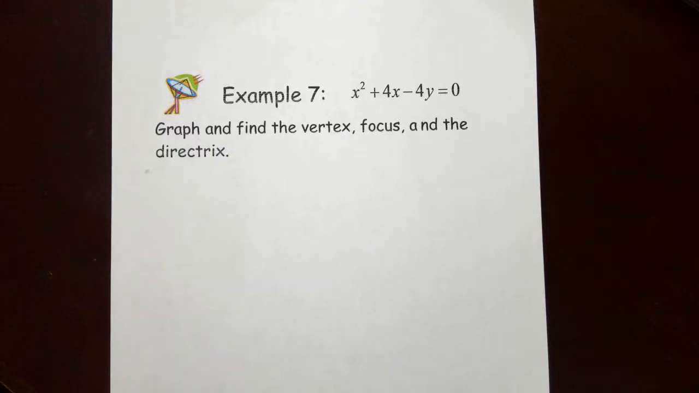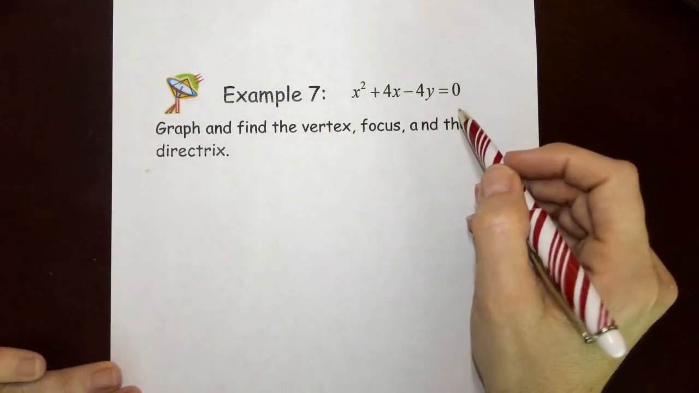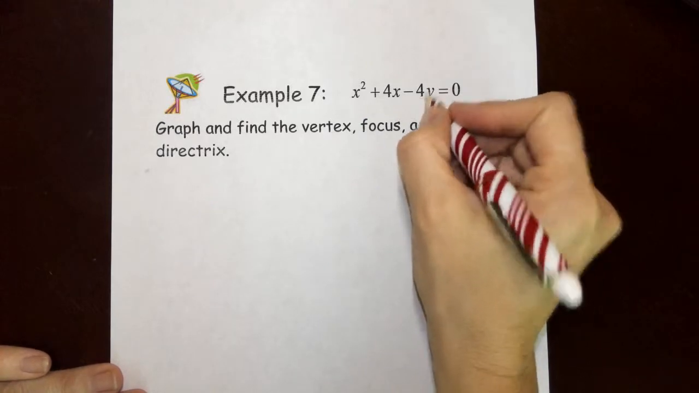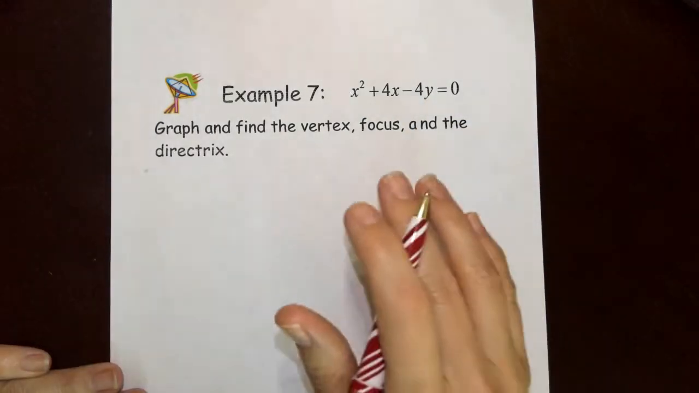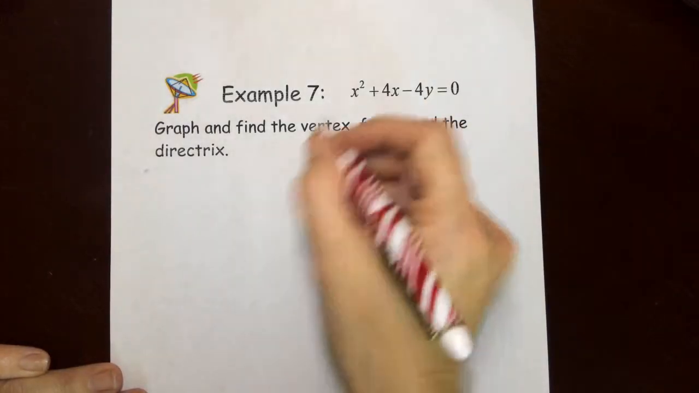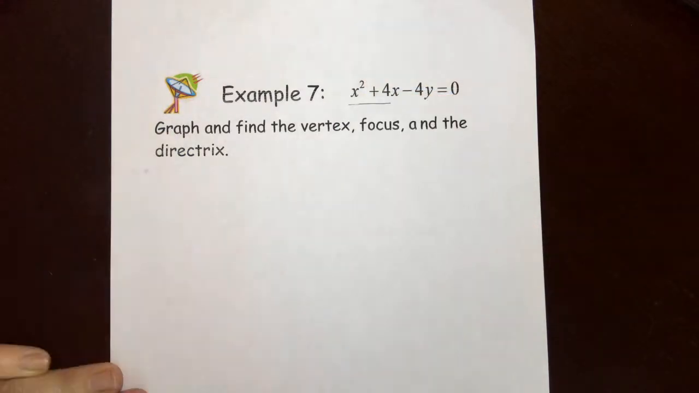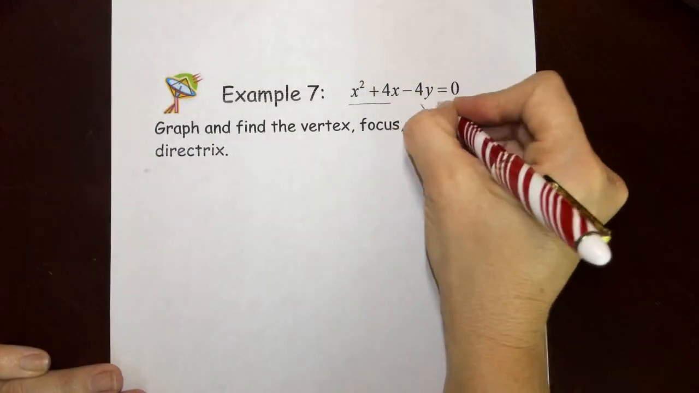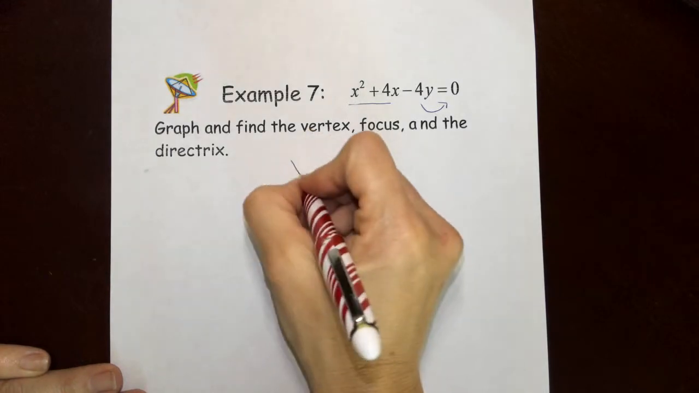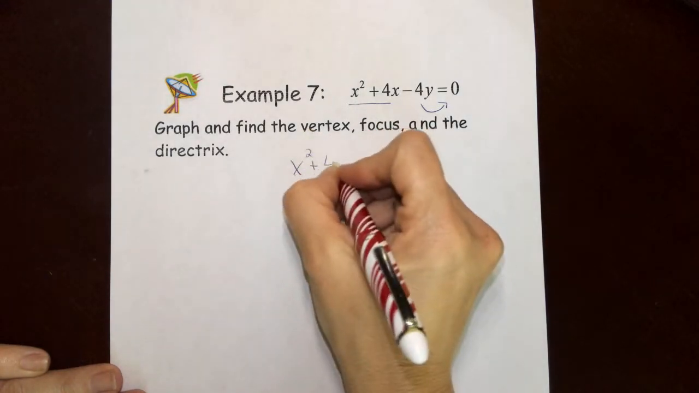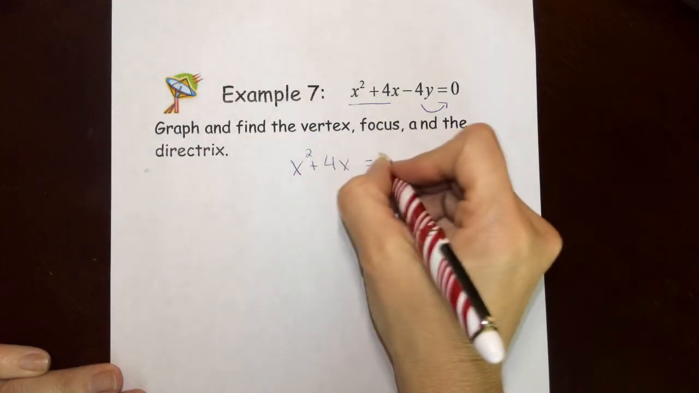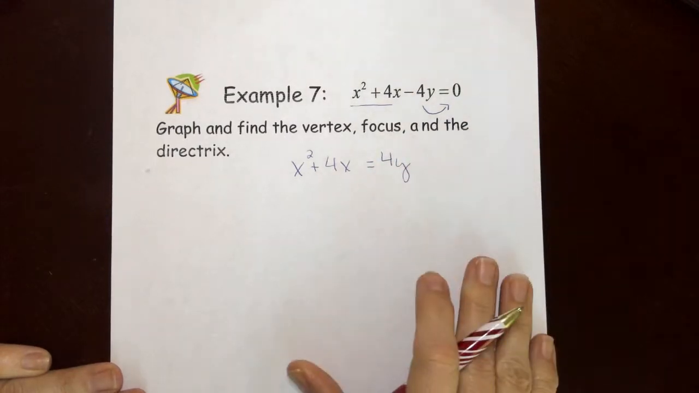So Friday we were discussing parabolas, and I told you we'd do example 7 when we got back on Monday. So when you're solving an equation for a parabola, just like I told you on Friday, you're solving for the variable that's not squared. So we're going to be solving this for y. I want to get the y to one side and both of the x's to the other side. So I'm going to leave these two x's on the left, and I'm going to move this negative 4y to the right. So I have x squared plus 4x equals a positive 4y.